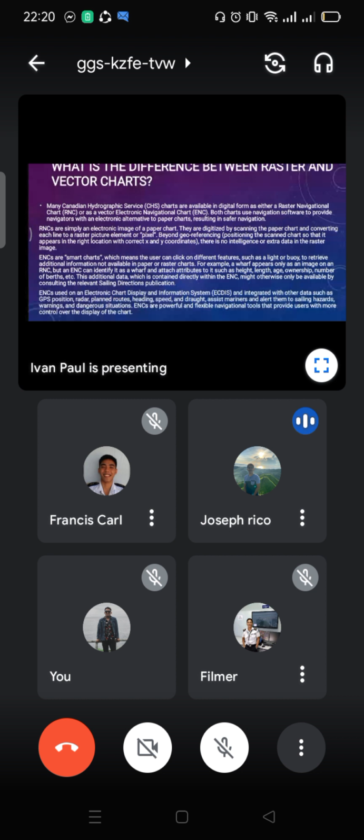RNCs are simply an electronic image of a paper chart. They are digitized by scanning the paper chart and converting each line to raster picture elements, or pixels. Beyond geo-referencing, positioning the scanned chart so that it appears in the right location with correct X and Y coordinates, there is no intelligent or extra data in a raster image.